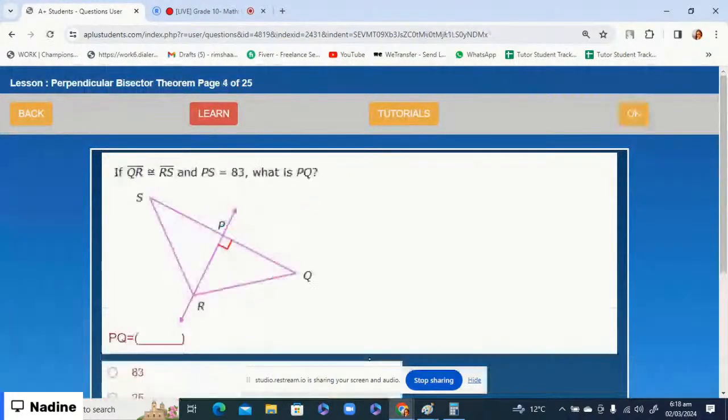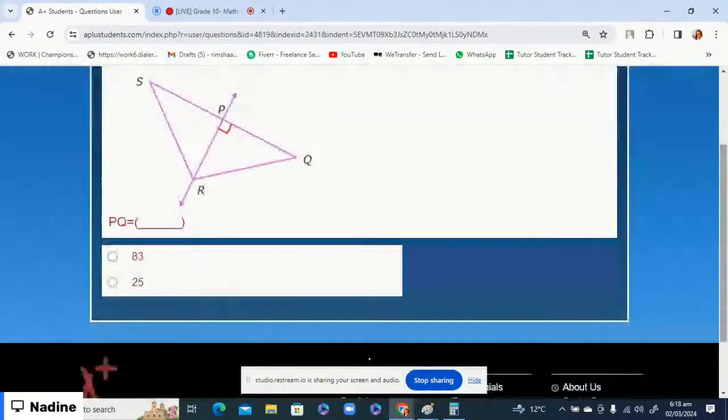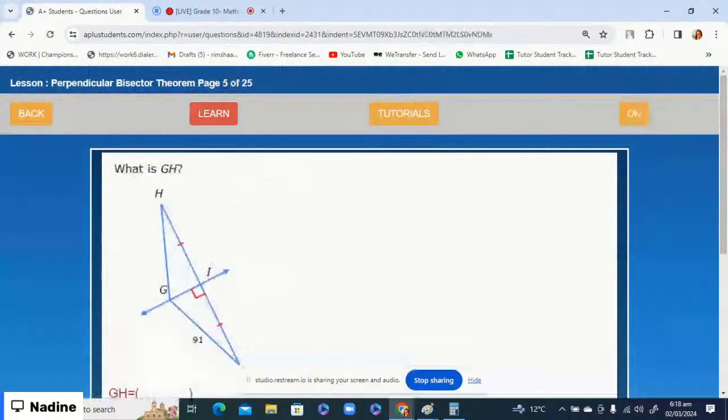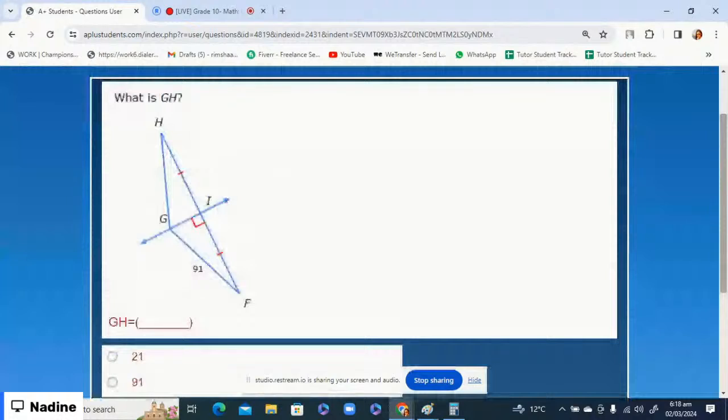Let's do this one. QR, RS, and TS, all are 83. What is PQ? This is also 83. Okay. What is GH? Now, GF is given, that is 91. What is GH? This is also 91. Okay.